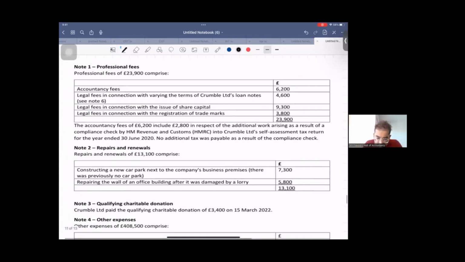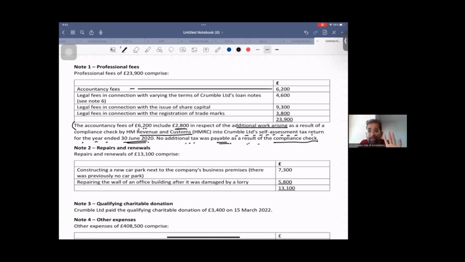What is note number 1? They are saying the professional fees include accountancy fee, 6,200. Accountancy fee is normally allowed, but again some dodge. See the notes. The accountancy fee of 6,200 includes 2,800 in respect of the additional work arising as a result of a compliance check by HMRC into Crumble Limited's self-assessment tax return for the year ended 30th June 2020. No additional tax was payable as a result of the compliance check. That means we were not at fault.